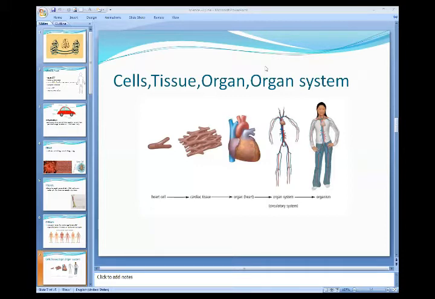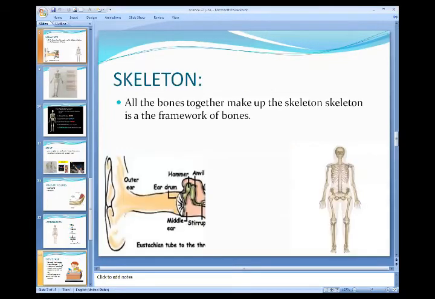Now, in the skeletal system, all the bones together make up the skeletal system, which is the framework of the body. The skeletal system has 206 bones in our body. An adult has 206 bones while a newborn baby has 300 bones.